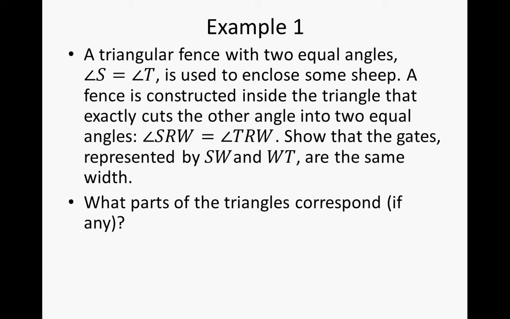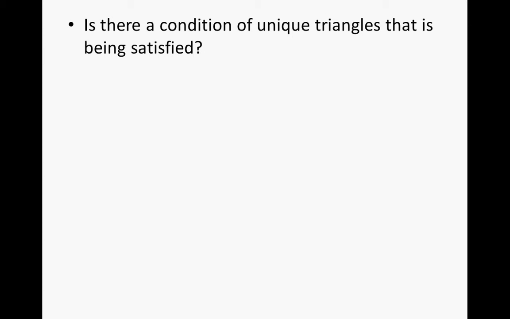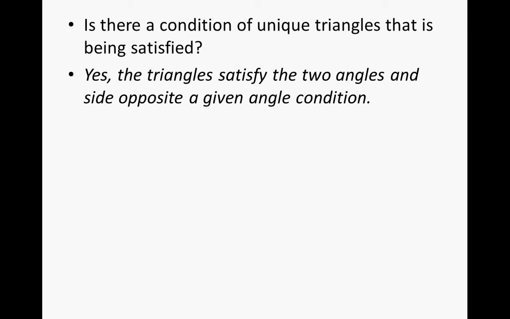So what parts of the triangles correspond, if any? Well, two pairs of angles of equal measurement, angle S and T, and angles SRW and TRW, and one pair of sides of equal lengths, shared side RW. So is there a condition of unique triangles that is being satisfied? Well, yes, the triangles satisfy the two angles and the side opposite a given angle condition.